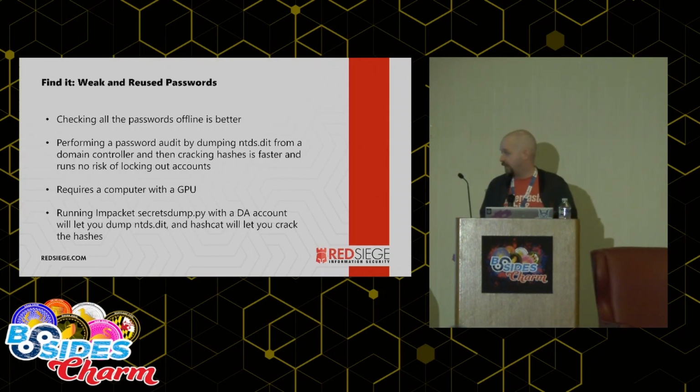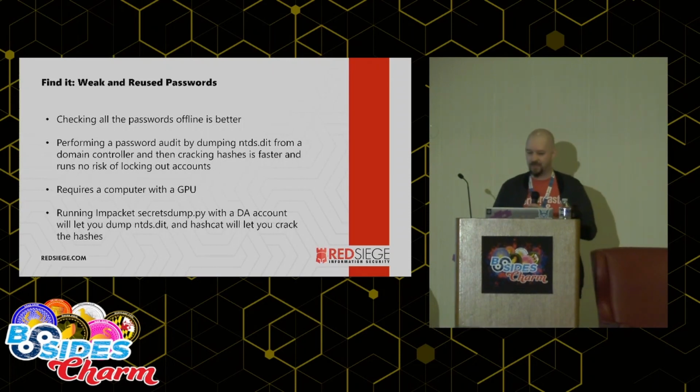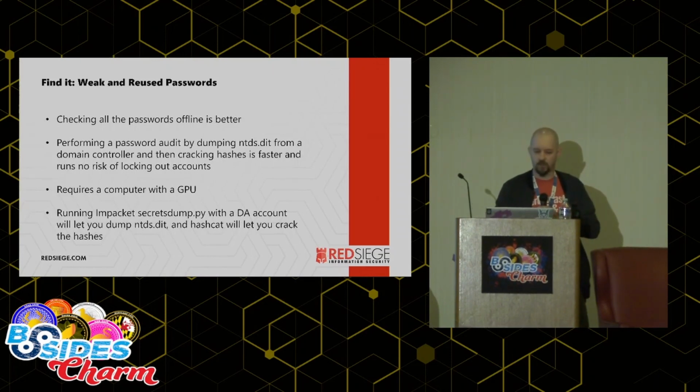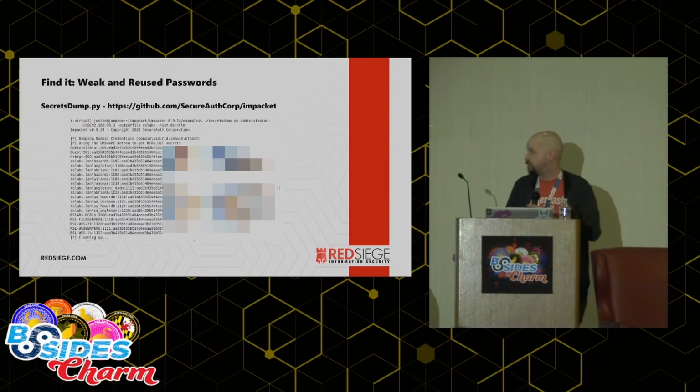So the tool that I use to dump ntds.dit is called secretsdump. It's part of the Impacket package of tools, and it'll give you a nice file you can feed right into Hashcat for cracking. So here you see me running secretsdump in my domain. The ones on the right, those are the NTLM hashes. Those are the real password hashes in my test lab.